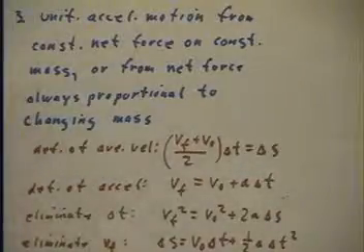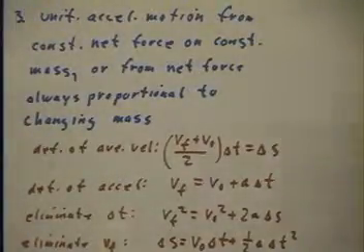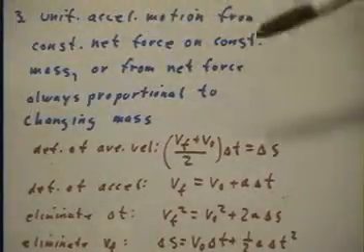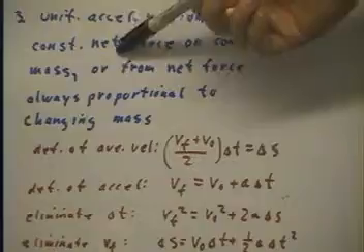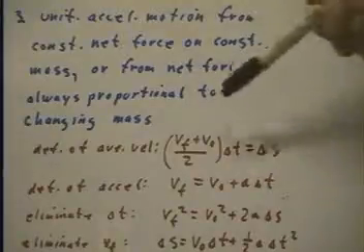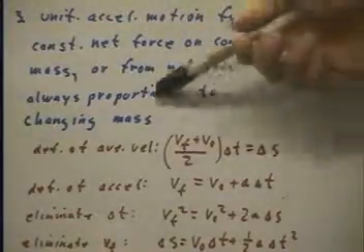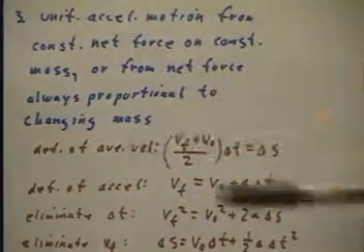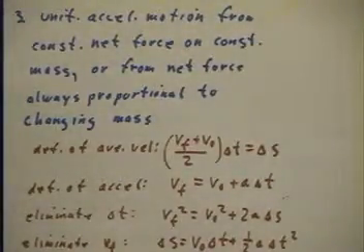Okay. Under what circumstances do we have uniform acceleration? Well, uniform acceleration, of course, results if we have a constant net force on a constant mass. Now, the mass might not be constant, and in that case, we have to have a net force that's always proportional to the changing mass, always in the same proportion to the changing mass.